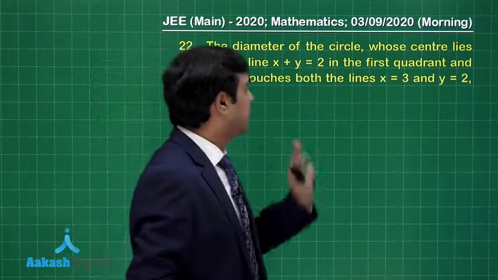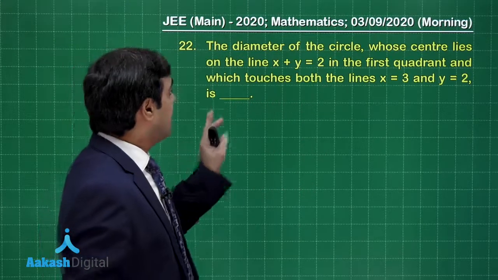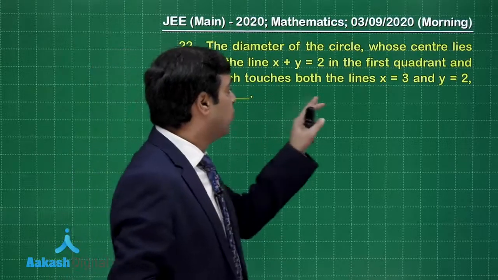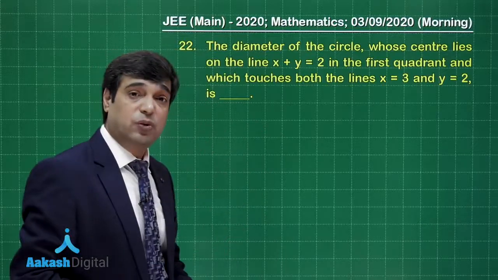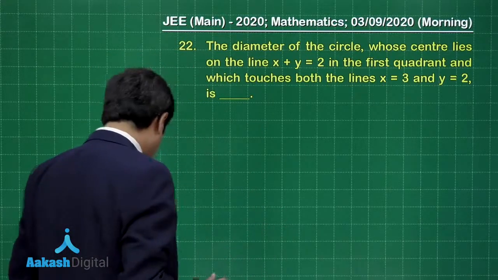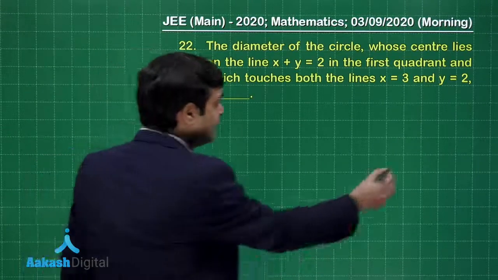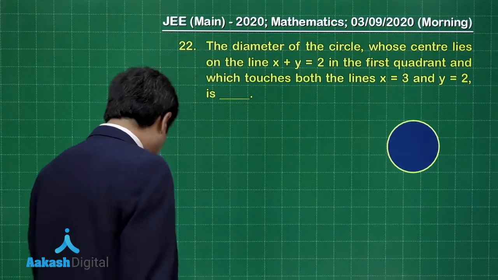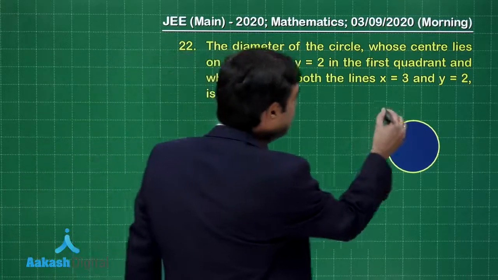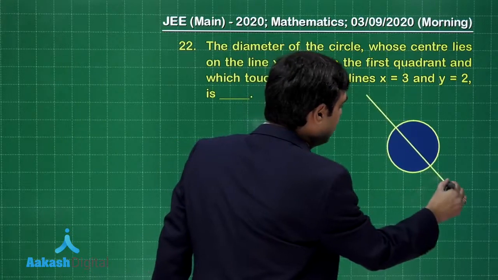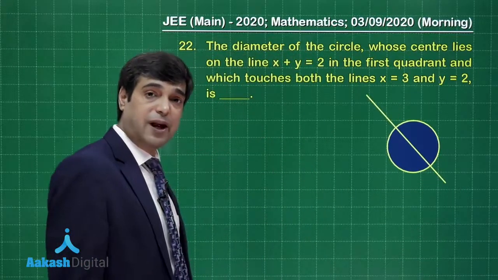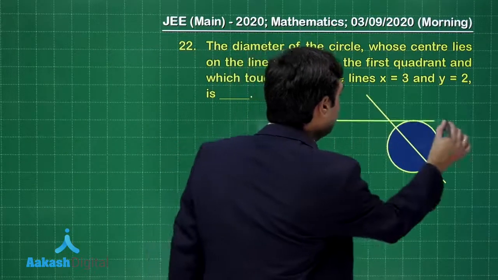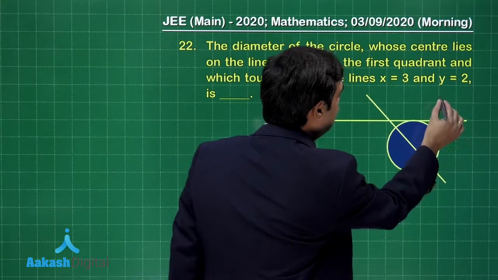The diameter of the circle whose center lies on the line x plus y is equal to 2 in the first quadrant, and which touches both the lines x equal to 3 and y is equal to 2. This is clear? Let's try out what the question is talking about. Let's consider there is a circle like this, right? It is given in this question that diameter is actually the line, this one. Correct? It is also given it is touching y is equal to 2 and x is equal to 3.